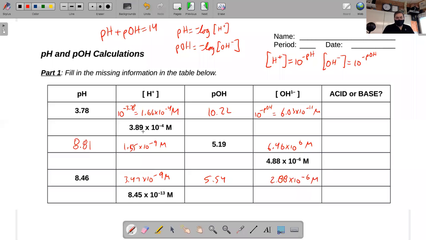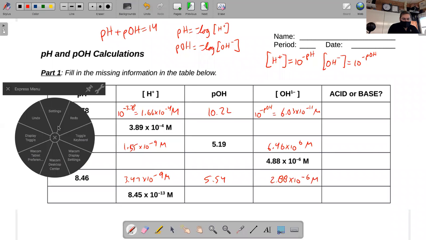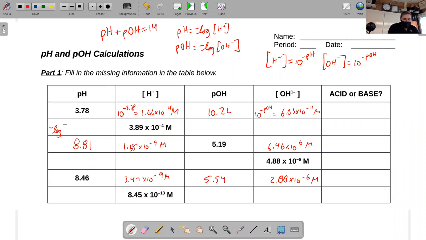Or the hydrogen ion concentration. So if you have the hydrogen ion concentration and you want to find the pH, it's just equal to negative log of whatever the concentration is. So on your calculator, if you just hit negative log and then 3.89 times 10 to the negative fourth. Oh, that's weird. Let's see. This calculator doesn't do the parentheses. There we go. So it's like 3.41.